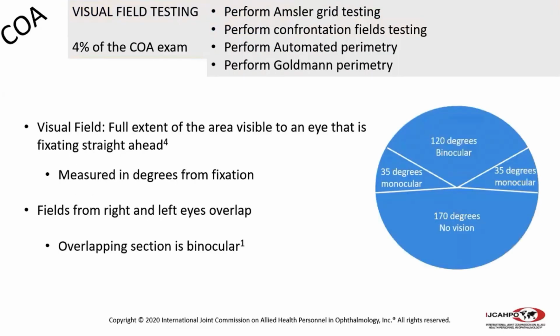We're now on to visual field testing, which is 4% of the COA exam. Perform Amsler grid testing, perform confrontation fields testing, perform automated perimetry, perform Goldman perimetry. The definition of a visual field is the full extent of the area visible to an eye that is fixating straight ahead and is measured in degrees from fixation. Fields from right and left eyes overlap, and the overlapping section is binocular.